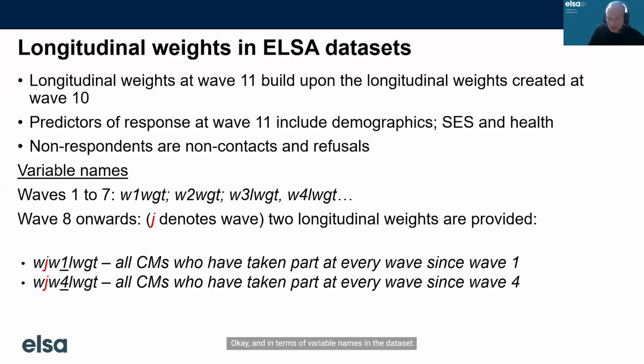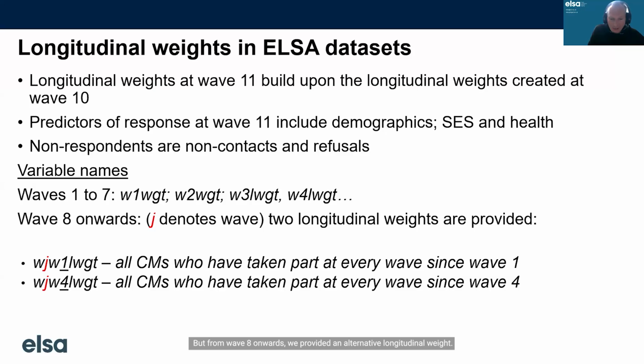In terms of variable names in the dataset, here I just give you the variable names for the only longitudinal weight that we provide in the datasets from waves 1 to 7. So these are longitudinal weights created for cohort 1 core members, those who took part in the first wave of ELSA.